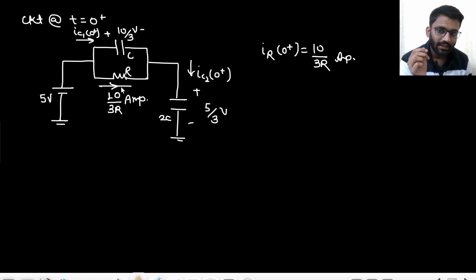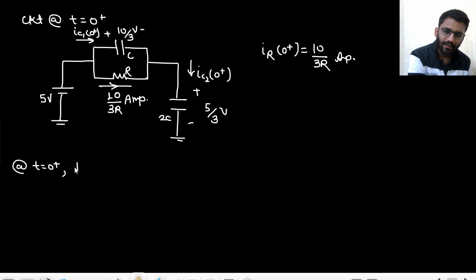Now since there is current at t equals to 0 plus, I am talking about the circuit at t equals to 0 plus. There is this current 10 by 3 R. This is also an energy source. There is this voltage, this is also acting as an energy source, and this voltage is also there. This is acting as an energy source. So at t equals to 0 plus, there are 4 energy sources.